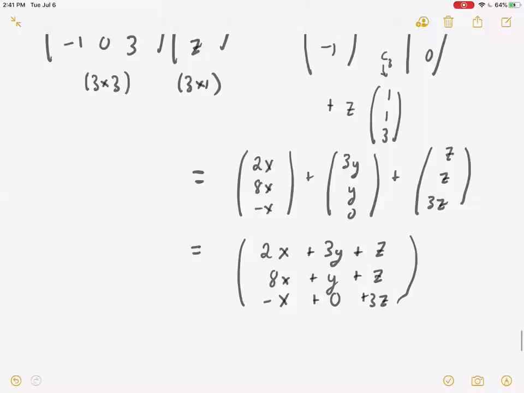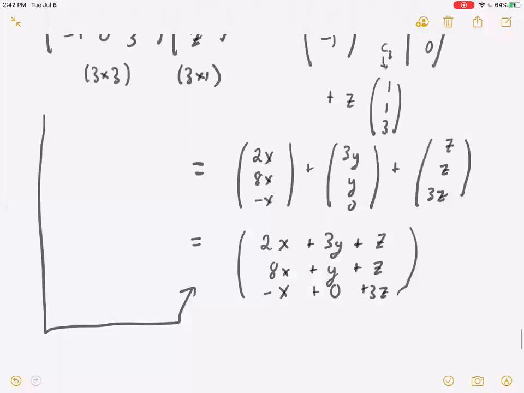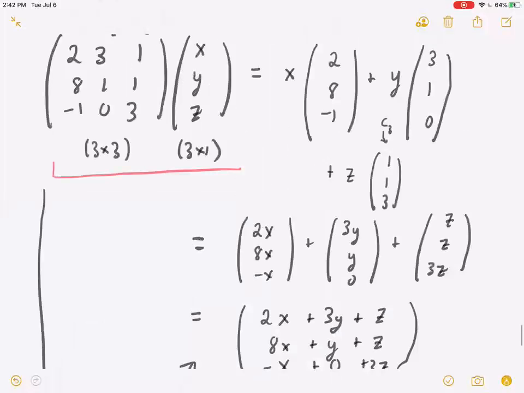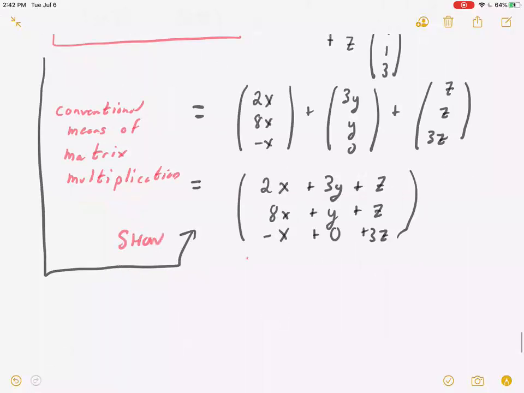The amusing thing about all this is that if you go back to the original problem and just use the conventional means of matrix multiplication, you will discover, I'm not going to do it, I'm going to let you do this, that you will get exactly the same result. So that shows that these 2 schemes of matrix multiplication are equivalent.